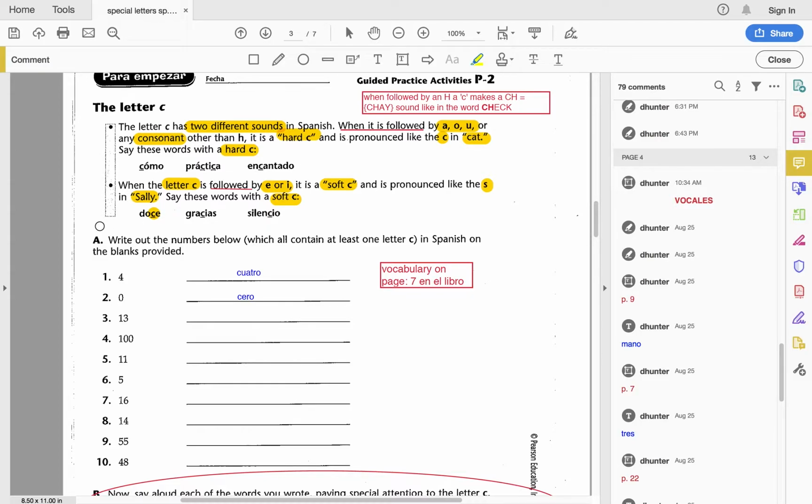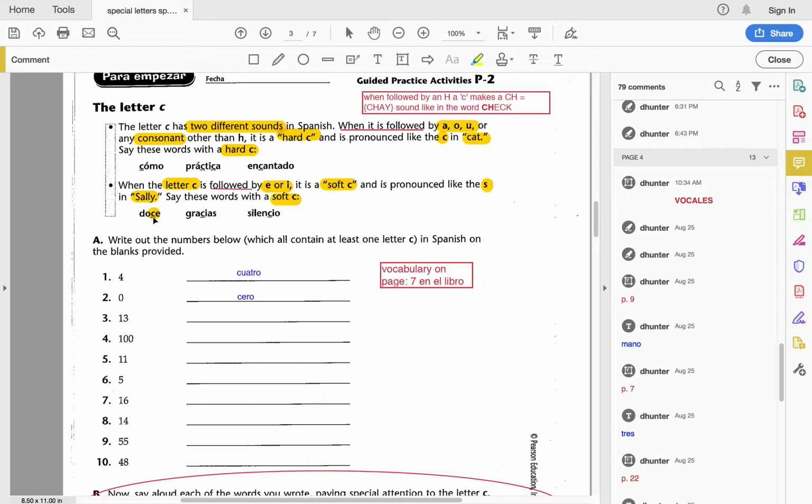On to the next one. When the letter C is followed by an E or an I, those are two vowels, it is a soft C. It's pronounced like the S in the word Sally. Say these words with me after I repeat them. Gracias, silencio. Gracias, silencio. Now, you might hear me say these with a different accent, and I'll go into that deeper in class, but that's just my Spanish influence on my accent.